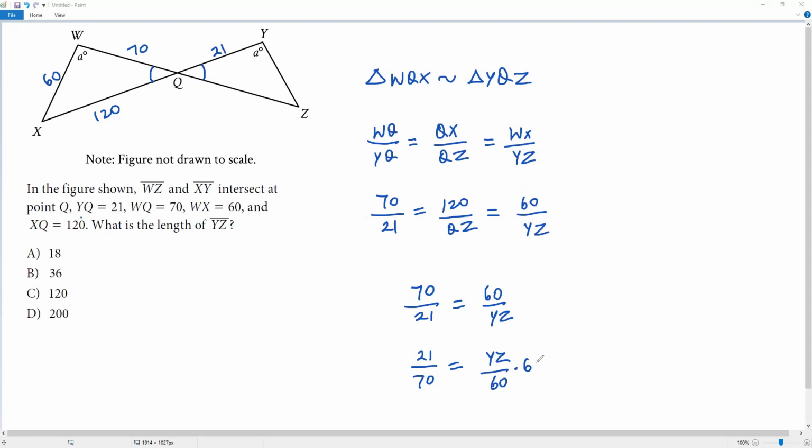Now let me multiply both sides of this equation by 60. This 60 will cancel out. Here 10 will cancel out. 7 goes into 7 one time. 7 goes into 21 three times. Let's multiply 6 and 3. We get 18. So 18 we have on the left side. On the right side we have YZ. Here I got the length of the line segment YZ, that is 18. We find 18 in answer choice A. The correct answer choice for this question is A.